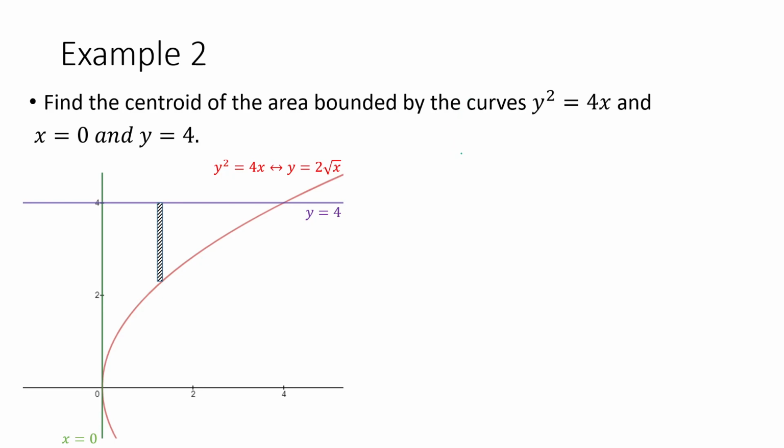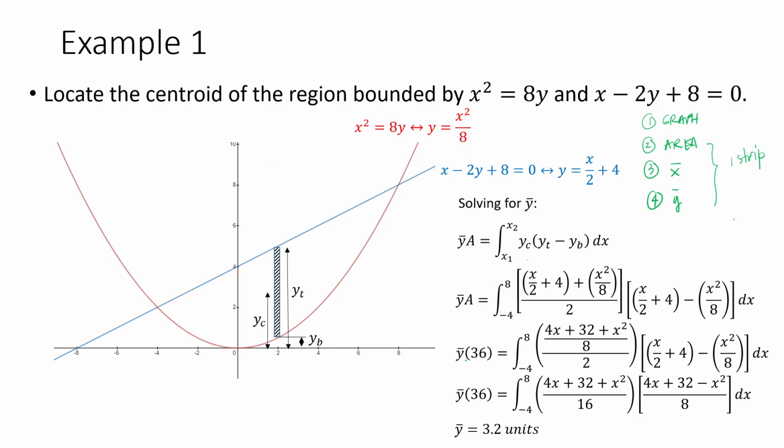Let's go to this problem now. We have to locate the centroid first. In the previous problem, your final answer may be expressed in this format: bar x, bar y. Therefore, bar x, bar y is equal to 2 and 3.2. So you can summarize your answer in this format.